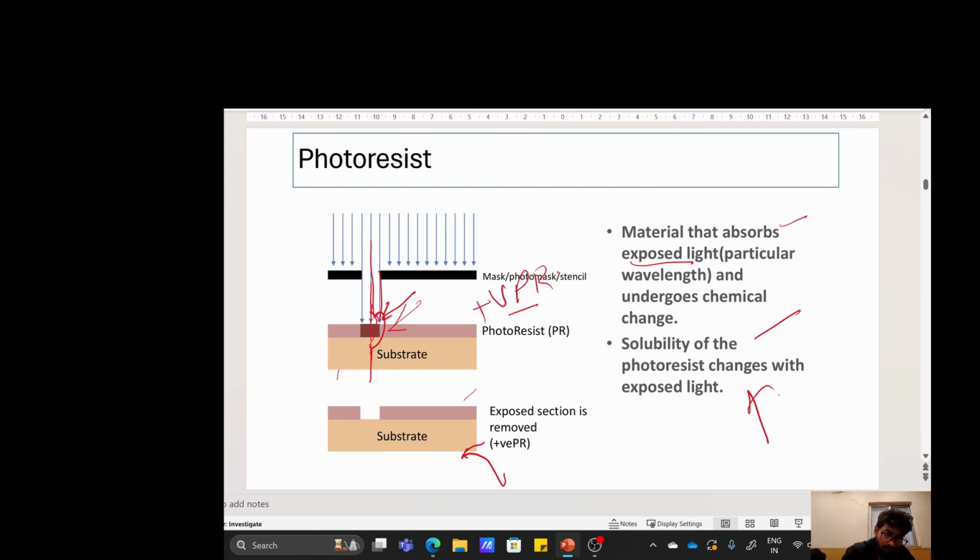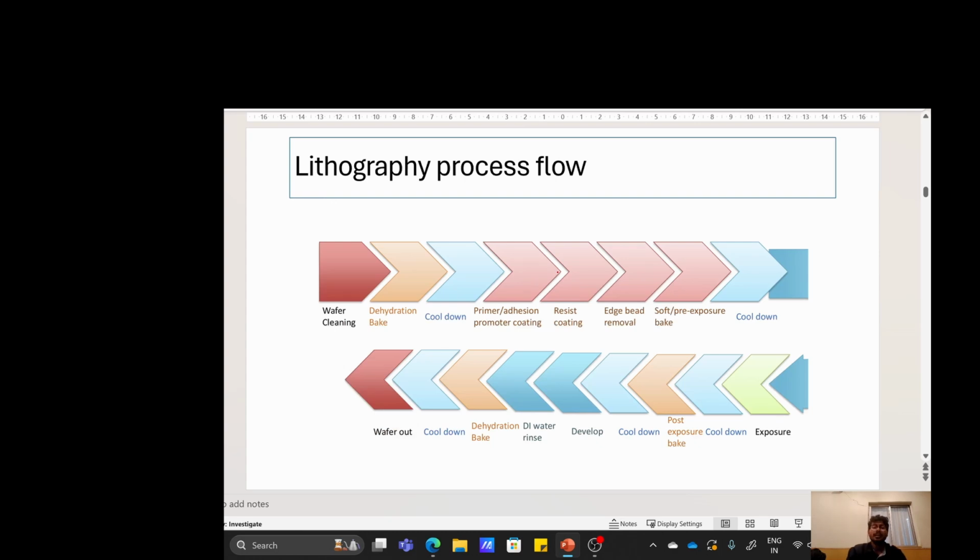If we want to deposit gold at this particular point, we can deposit the gold and then we will remove this. So whatever gold there is over the photoresist will get removed, but this area will be saved for the deposition of the gold. Okay, and there are so many steps in the lithography. So let us see what are the steps in the process of lithography.